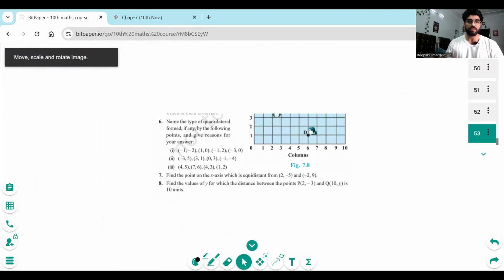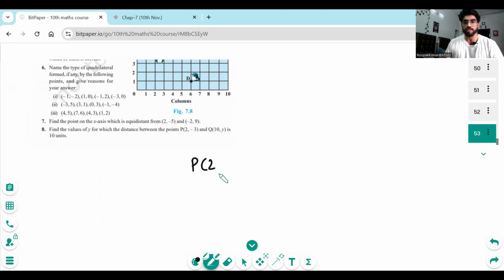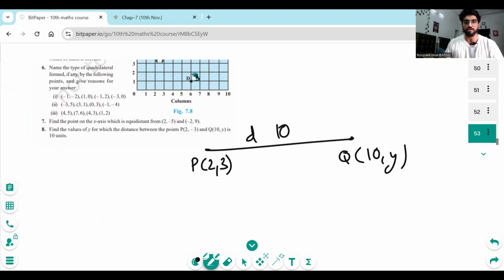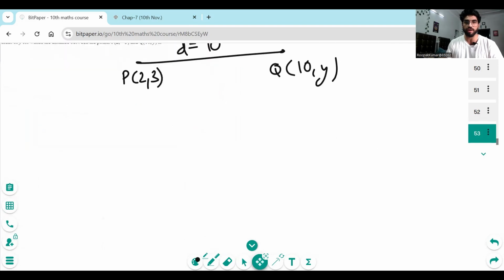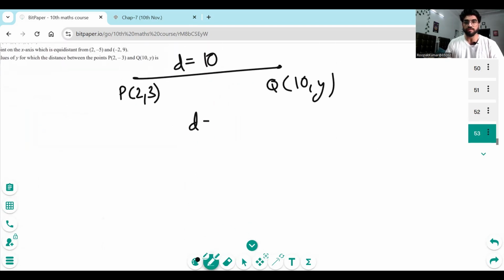So we were doing the eighth question now. Find the values of y for which the distance between them is 10 units. Distance is already given, 10 units. So you have to find this y. Now multiple values are possible. Let's see how. So distance is 10.